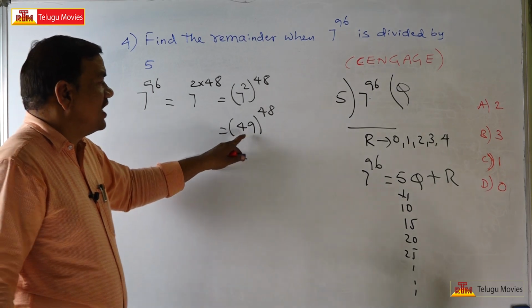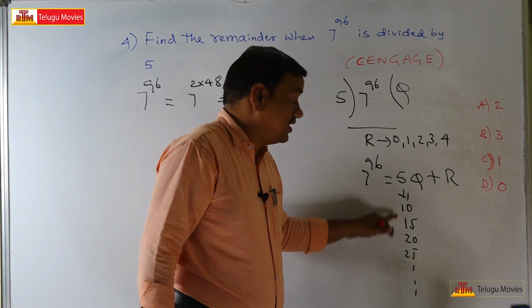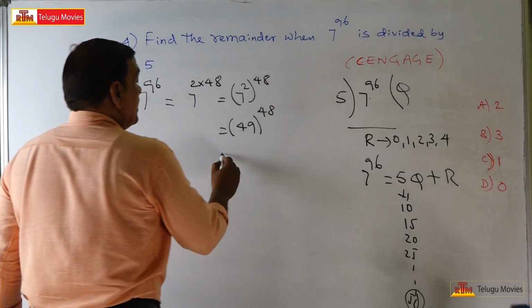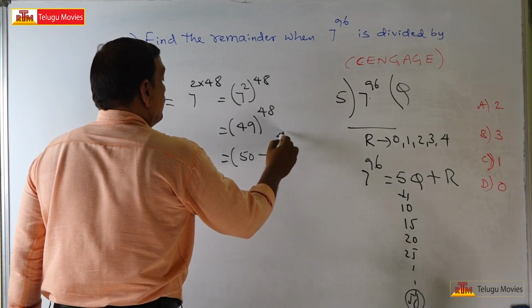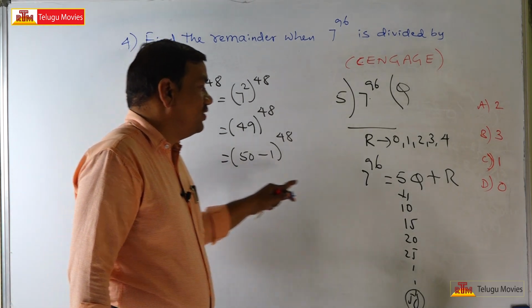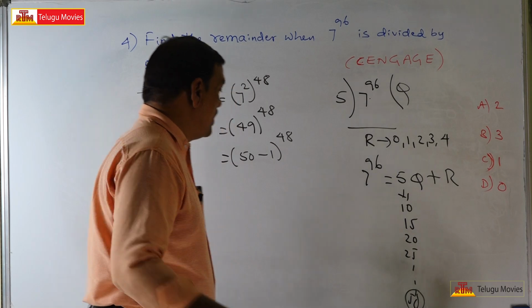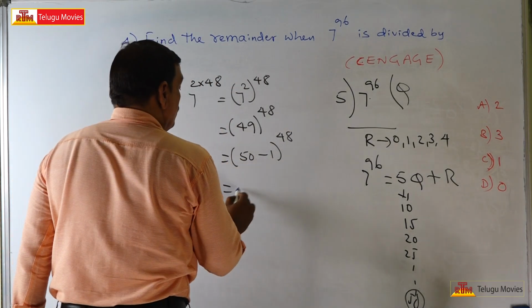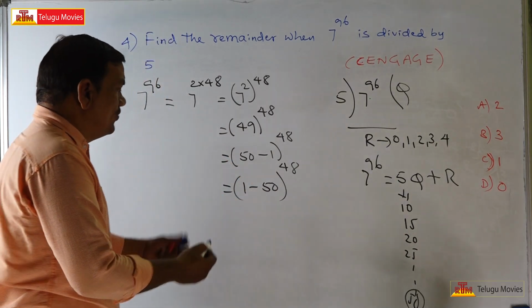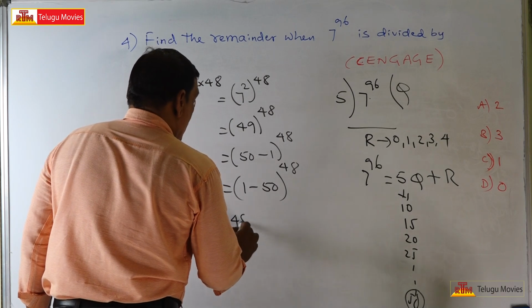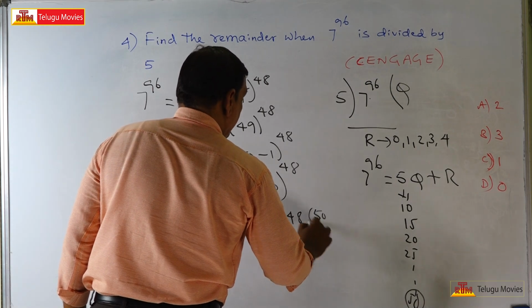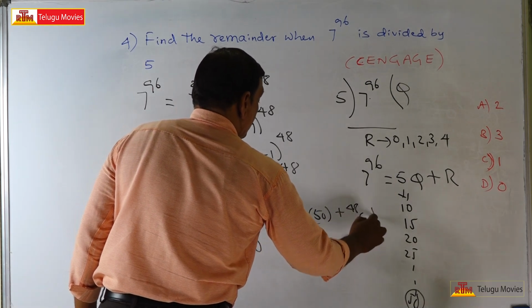Now 49, how can you write 49? So on, 50 will come, no? So can I write it as 50 minus 1 whole power 48? I can write it so. Concentrate more on that. It is 50. Why? You have to write 50 multiples. Since 48 is an even number, we can write this as 1 minus 50 whole power 48. If you expand the binomial expansion, 48C0 into 1 minus 48C1 into 50 plus 48C2 into 50 squared, and so on.